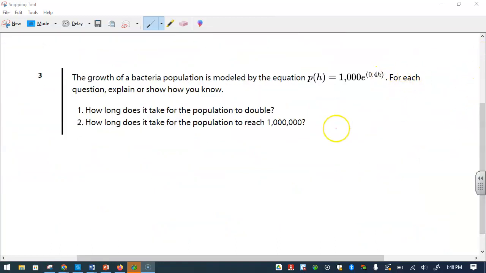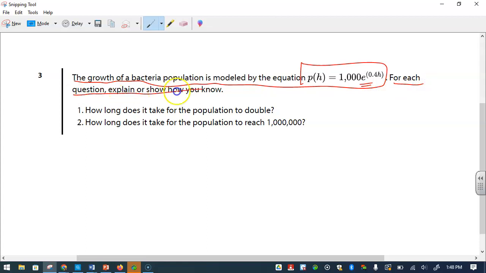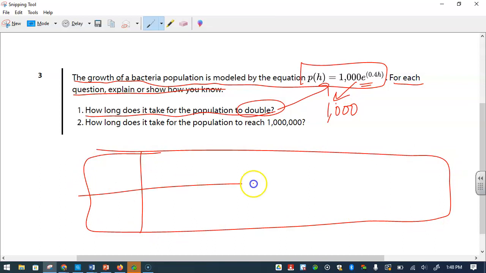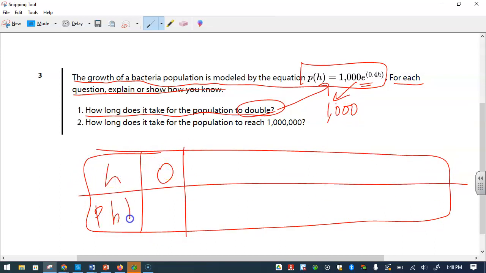Okay, the third question is the growth of a bacteria population is modeled. So you have another exponential function given, and there's an e, so that means it's growing every moment. For each question, explain how long does it take for the population to double. So we want to know when this will be double. Now remember, in the beginning it was 1000. If I draw this, at 0 hour, and this is the population after h hours, it was 1000.